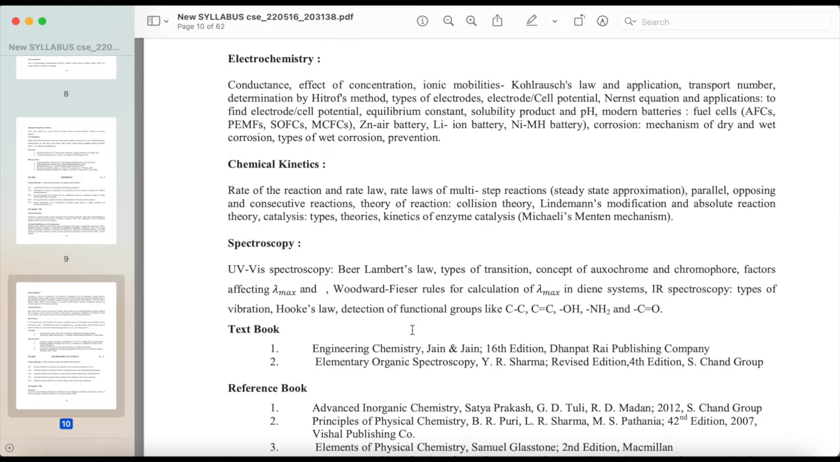Spectroscopy: UV-vis spectroscopy, Beer-Lambert's law, types of transition, concept of auxochrome and chromophore, factors affecting, and Woodward-Fieser rules for calculation of λmax for diene systems. IR spectroscopy, types of vibration, Hooke's law, detection of functional groups like C-C, C=C, O-H, and C=O.